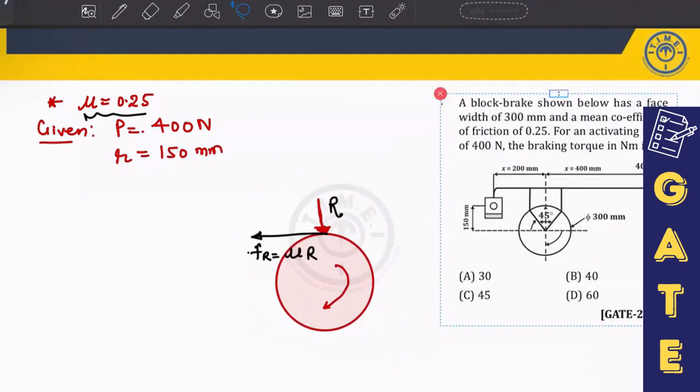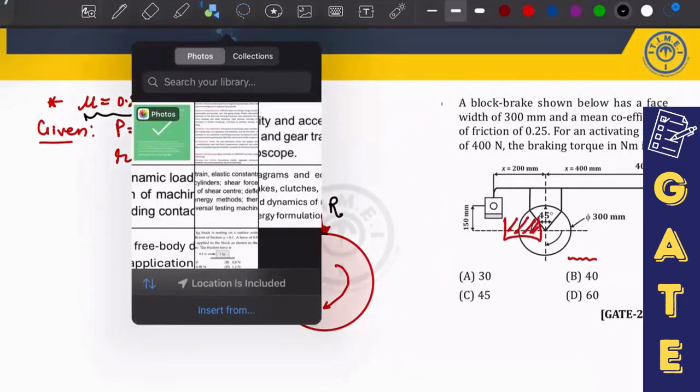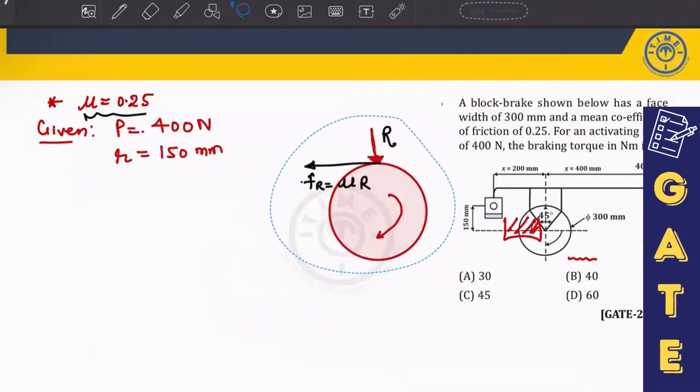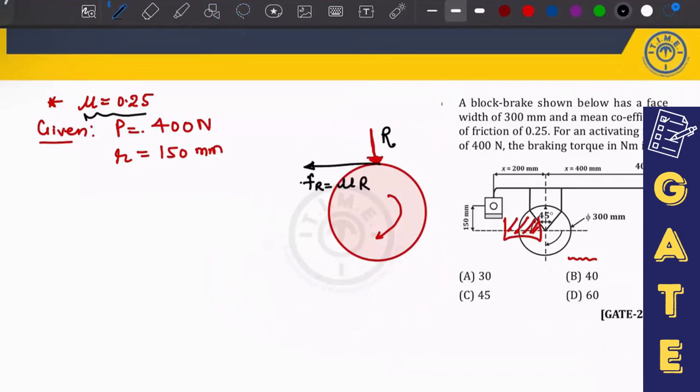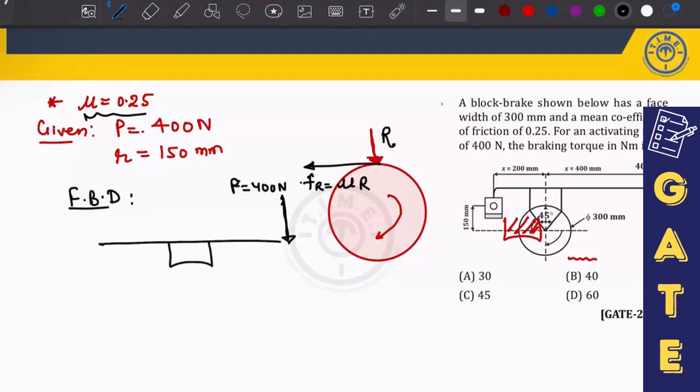Now what we will do is draw the free body diagram again. The free body diagram of the lever along with the shoe. This is your lever, on which the force acting has a magnitude of 400 Newton. This is your shoe having a hinge joint, or we can say the pivot point is, let us suppose, O, which is coinciding with this one.